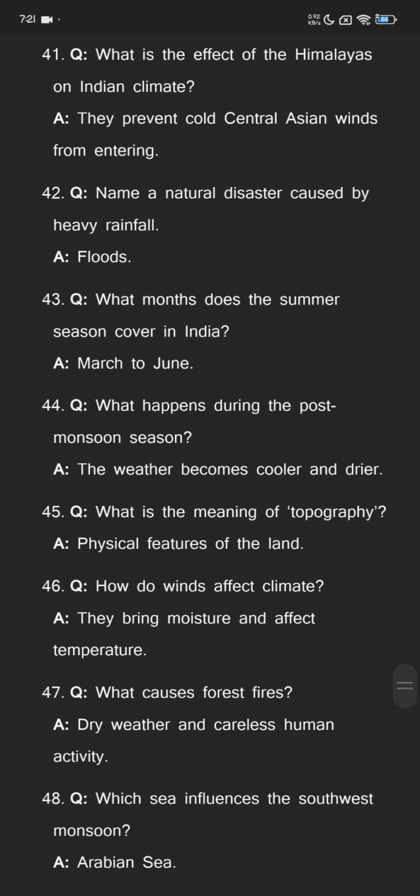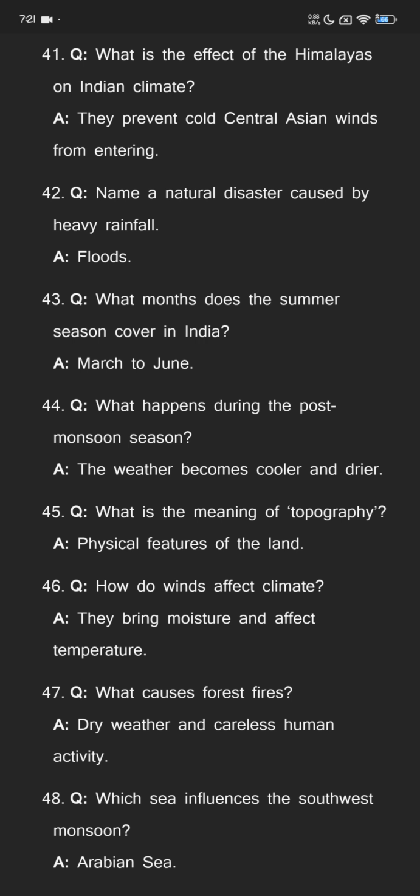Name a natural disaster caused by heavy rainfall. Floods. What months does the summer season cover in India? March to June. What happens during the post monsoon season? The weather becomes cooler and drier. What is the meaning of topography? Physical features of the land.